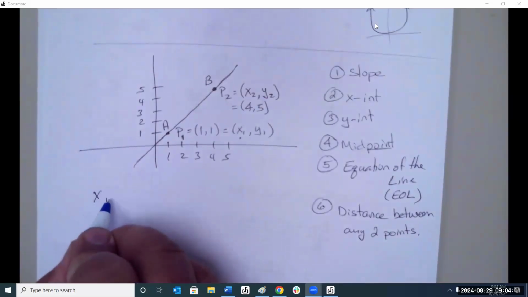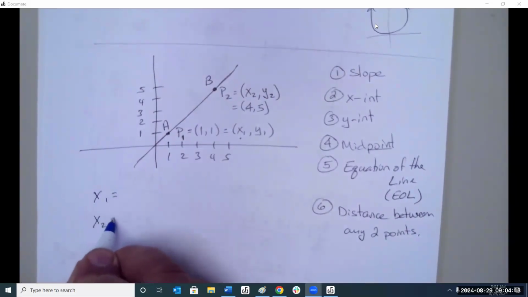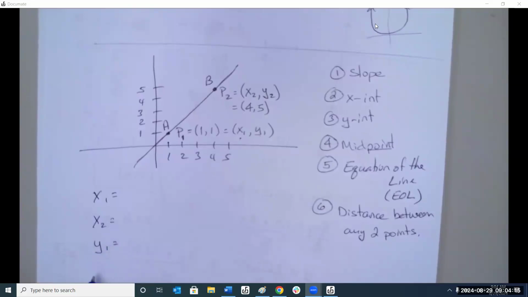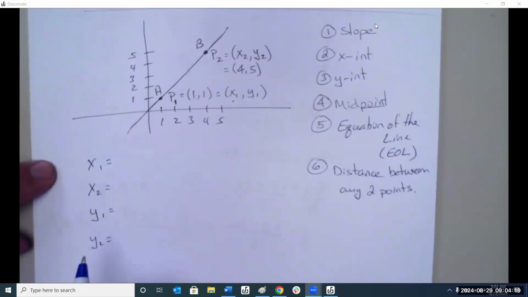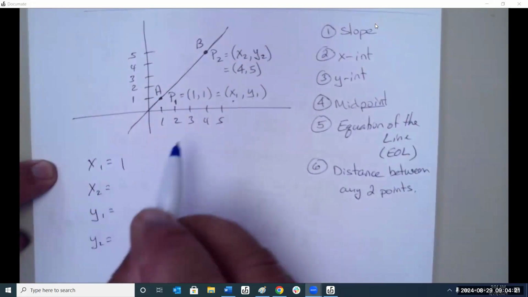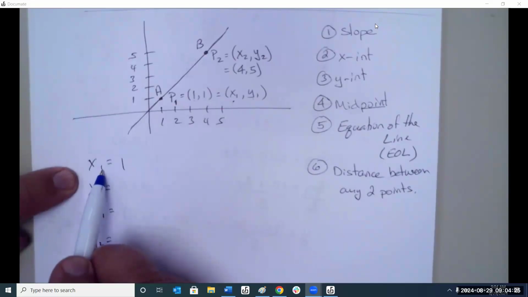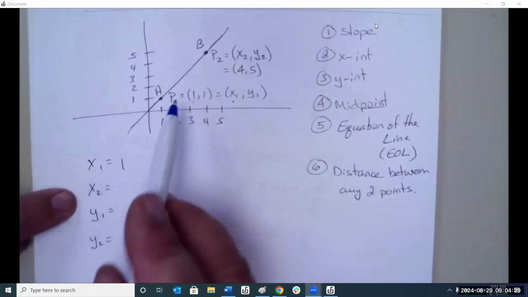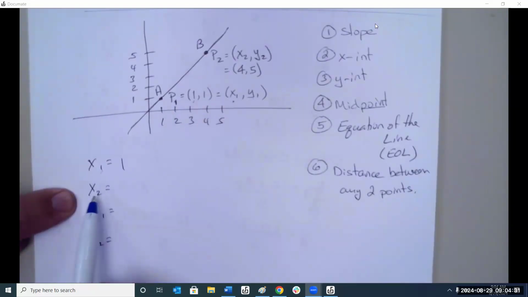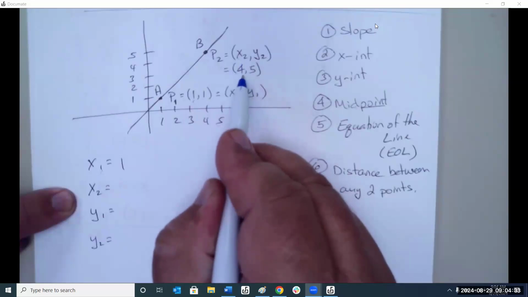So let's label x1, x2, y1, y2. Let's label those first. What is x1? X1 is the x value; the subscript tells me which point I'm looking at. It's the x value of the first point, which is 1. What is x2? It's the x value of the second, which is 4.